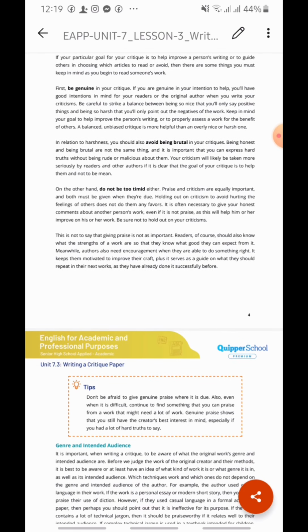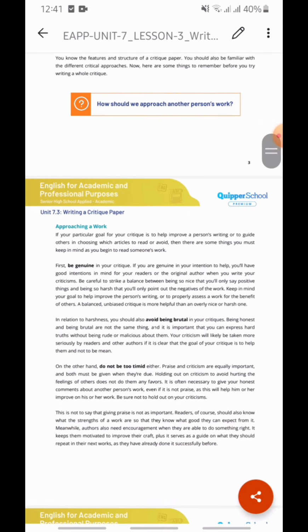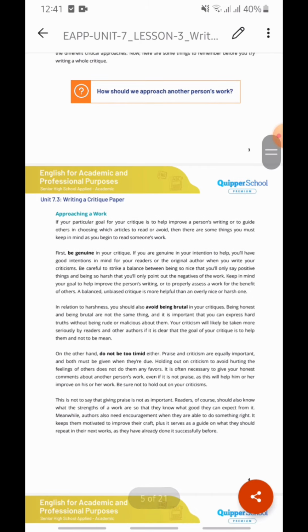In relation to harshness, you should avoid being brutal in your critics. Being honest and being brutal are not the same thing. Yes, not the same thing, because being honest makatabang jud siya, pag magiging brutal ka, ang intention nimo is dili na makatabang sa imong mga readers. So it is important that you can express hard truths without being rude or malicious about them.